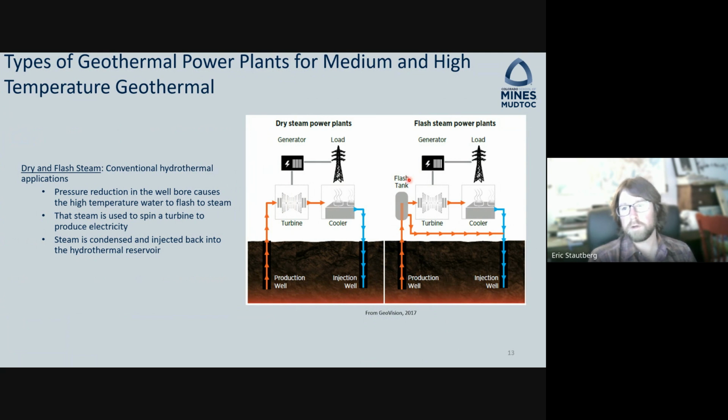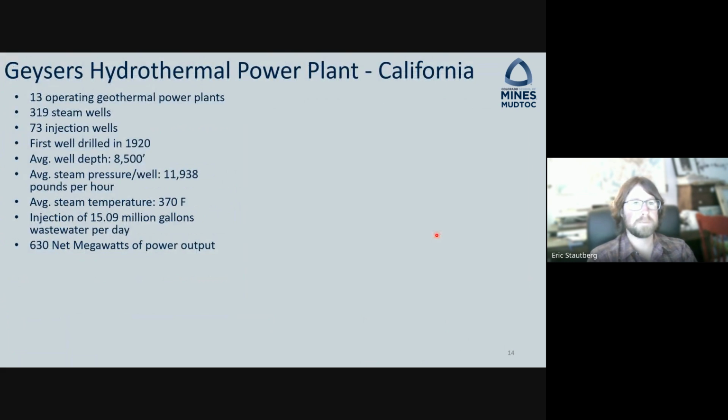Or you have to use what's called a flash steam power plant. If you have a multi-phase system where you're producing water and steam out of the ground, you have to separate the steam from the water, because you don't want water going through your turbine. So you separate the water out, and I was at a power plant in Reno this summer, and they actually installed an additional low temperature power plant on this side of the flash tank to further increase the efficiency of these power plants. And so that's what's typically used for conventional systems.